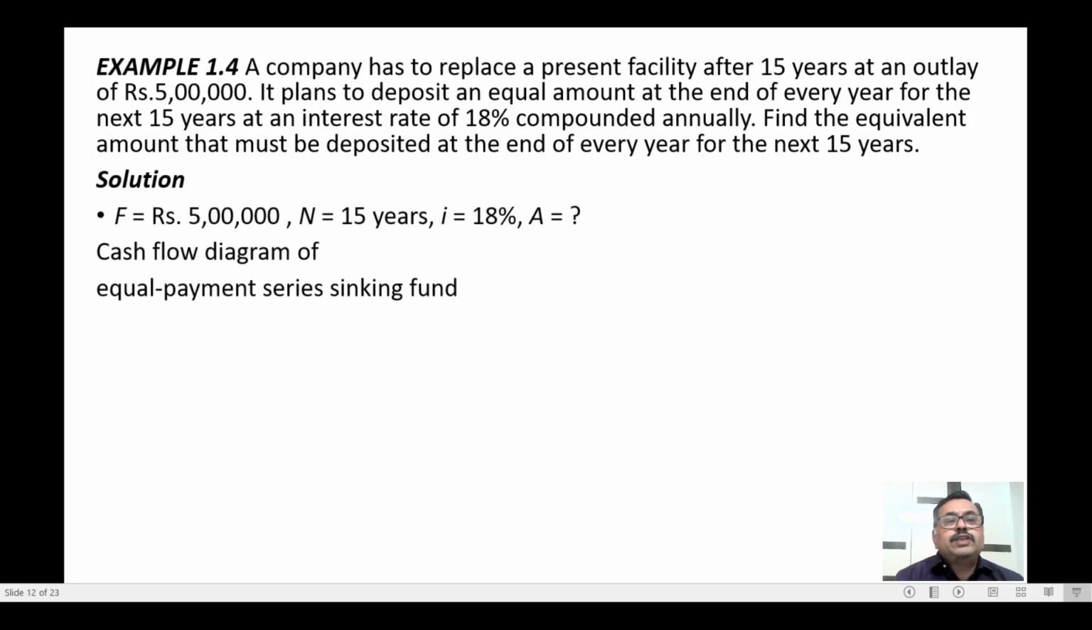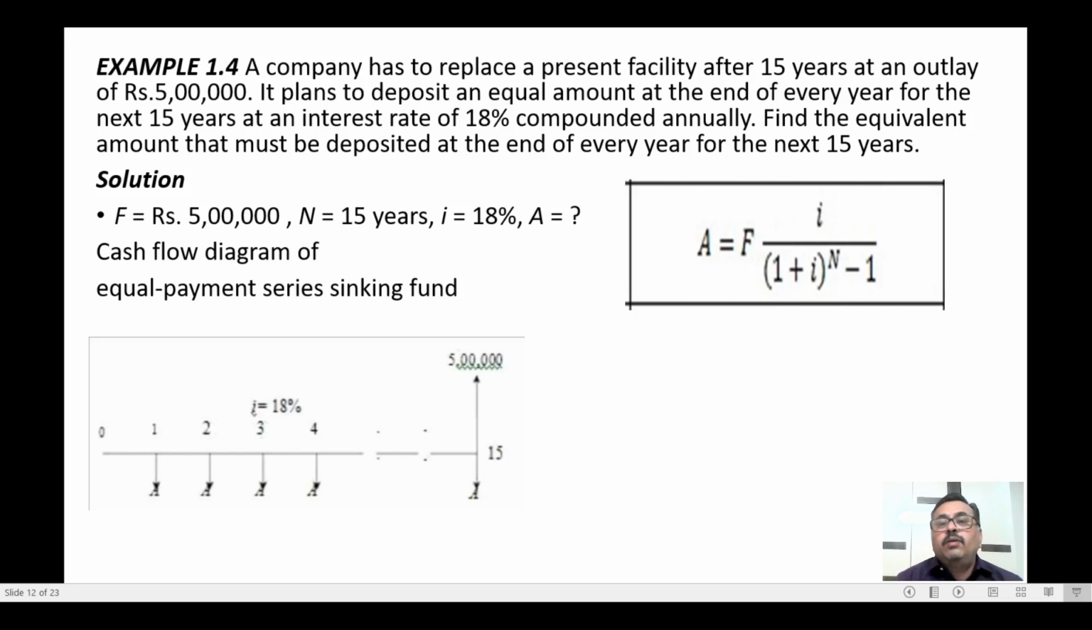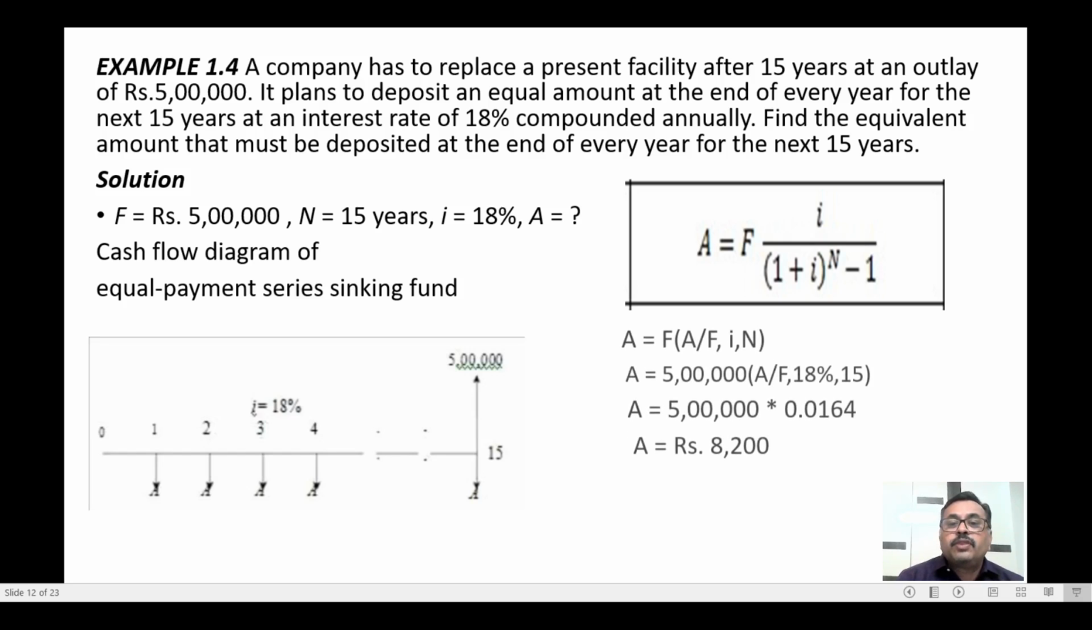The given F is equal to 5 lakh rupees, N is equal to 15 years, I is equal to 18%. We have to calculate A. The cash flow diagram for this is, we have to calculate the A here. The given is I is equal to 18% and 5 lakh rupees I need at the end of 15 years. The formula that I can use here is A is equal to F into I divided by (1 plus I)^N minus 1.